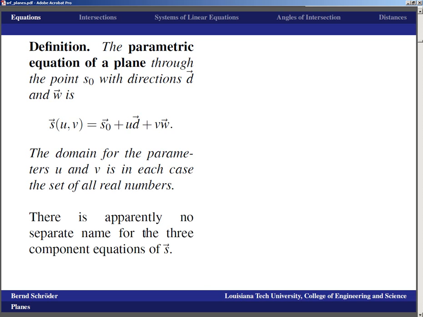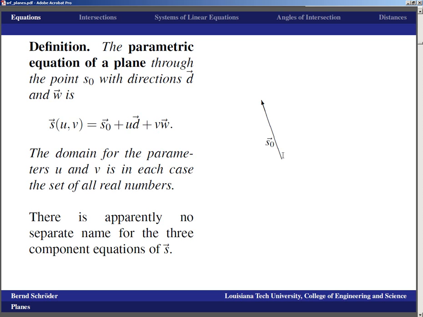And there's apparently no separate name for the 3 component equations of S. Remember, typically parametric equations are things that are done component-wise. Well, for planes, I didn't make the terminology. If I had, I wouldn't have made it that way, but we want to stick with standard terminology. The parametric equation is this.